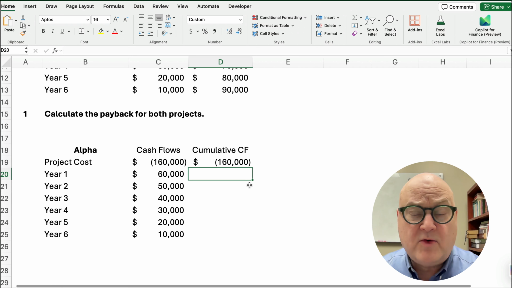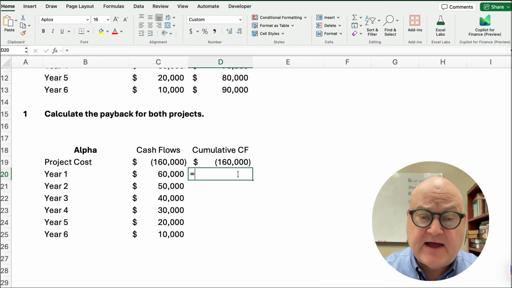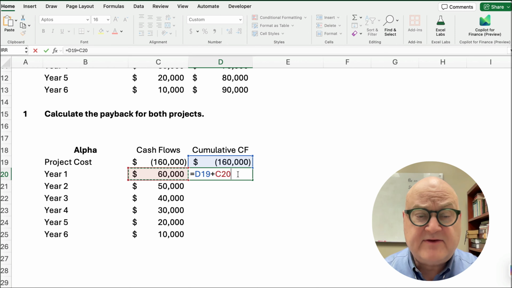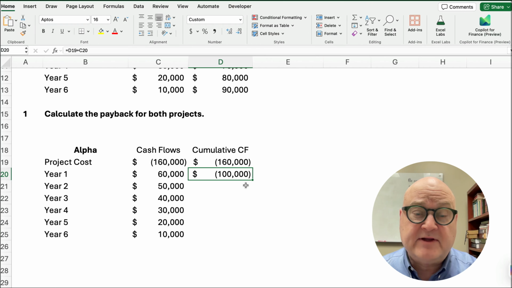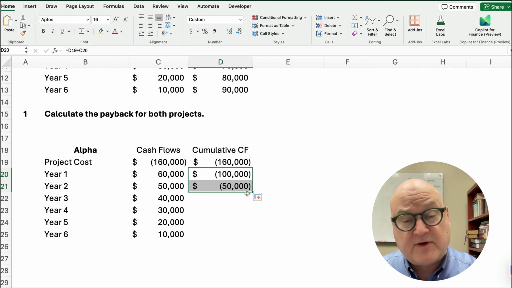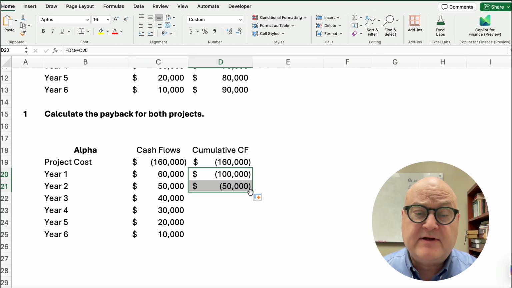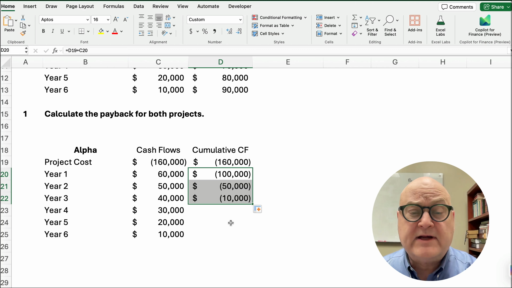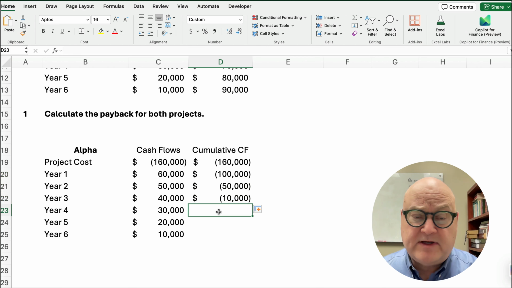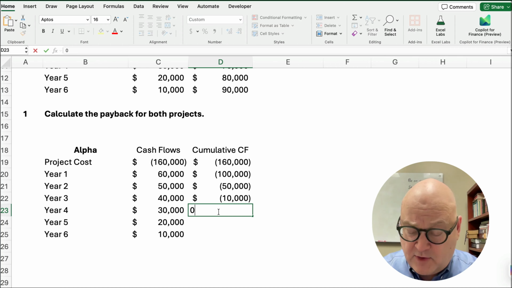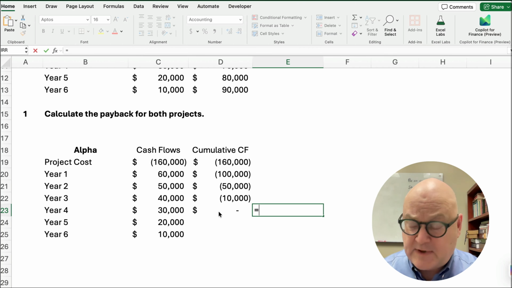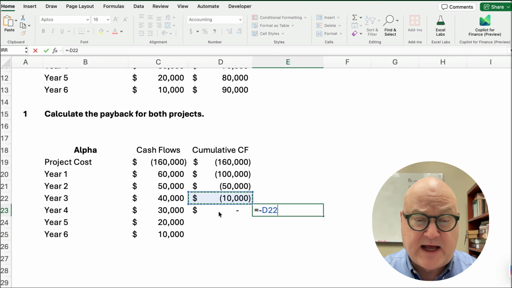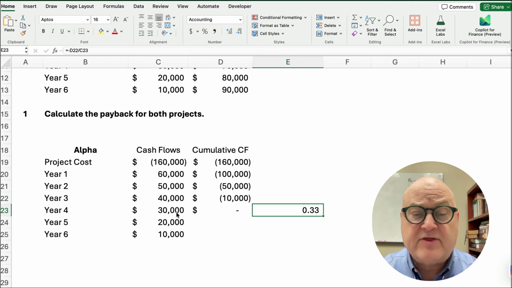So year 0 starts at negative $160,000, and then 160 plus the 60 is going to increase to negative $100,000, right? Still a negative. And then add the 50, it's going to increase to negative $50,000. And then the 40, so we're down to negative $10,000 cumulative cash flow. Now we want to stop at 0 cumulative cash flow. Well, how much cash do we need out of that $30,000? We're going to need $10,000 divided by the 30. So we're going to say that's 0.33 of a year.